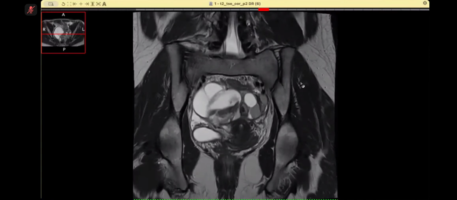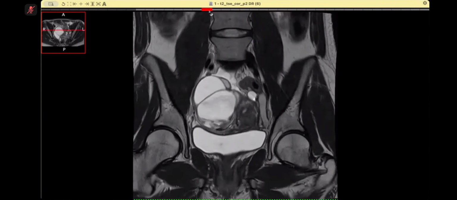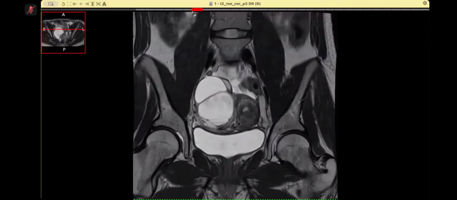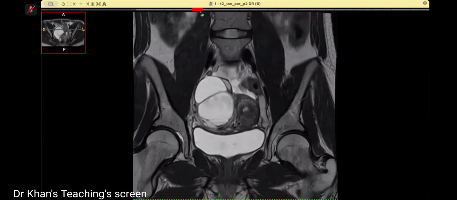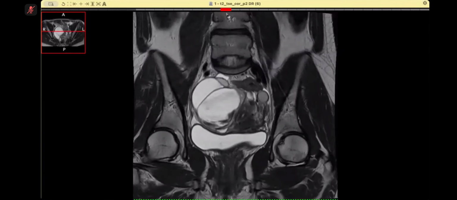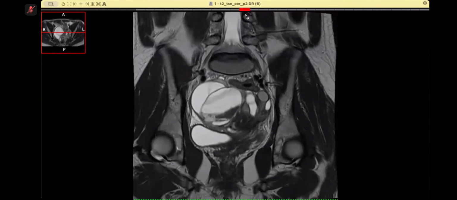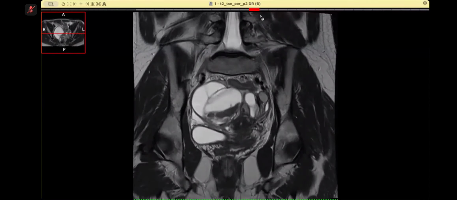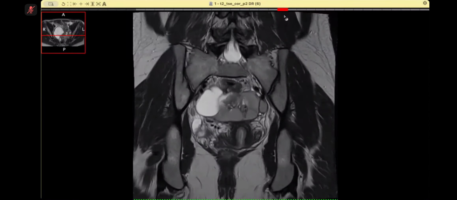These are the coronal images. Now there is T2 shading sign seen in the lesion, which is also supporting the diagnosis of endometrioma. And the other lesion appears hyperintense on T2, and it has a tubular configuration. So this could represent hydrosalpinx.